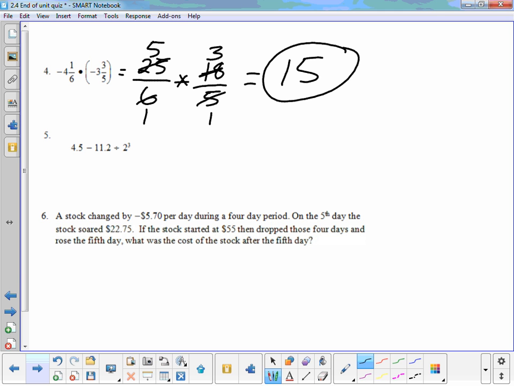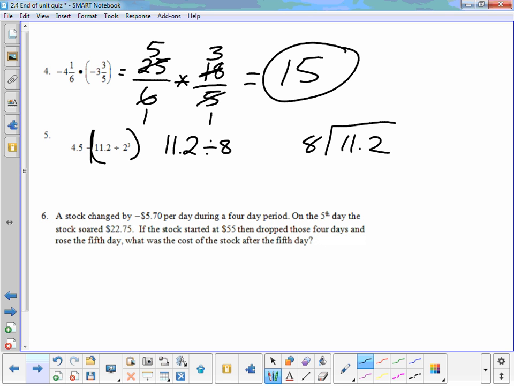So there we go. Number 5, a lot of us did not follow the order of operations. We did 4.5 subtract 11.2. Okay, can't do that. We have to actually do all of this part first, which means I need to do exponents, 11.2, and I need to divide that by 8.